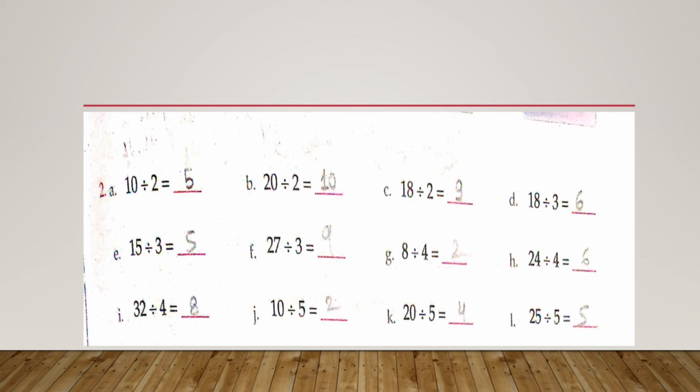Now next part, 32 divided by 4. Your answer will be 8. Now next, 10 divided by 5. You will get answer as 2. 5 2s are 10. Now next part children, 20 divided by 5. So you will read the table of 5 until you get 20. So 5 4s are 20. Your answer will be 4. Now next part, 25 divided by 5. You will get answer as 5.